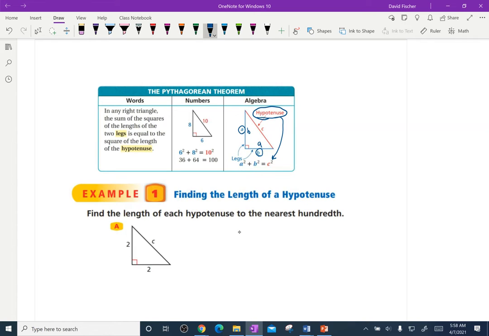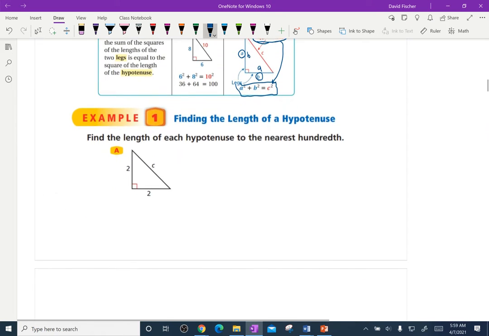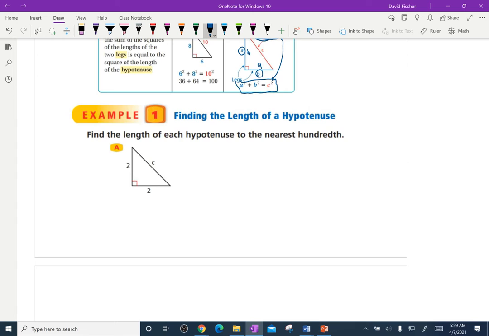And so here's this formula that we need to memorize. It's not a hard one. A squared plus B squared equals C squared. Just in alphabetical order, and they're all squared. Okay. Again, the only thing that you really need to focus on is where's my legs and where's my hypotenuse.